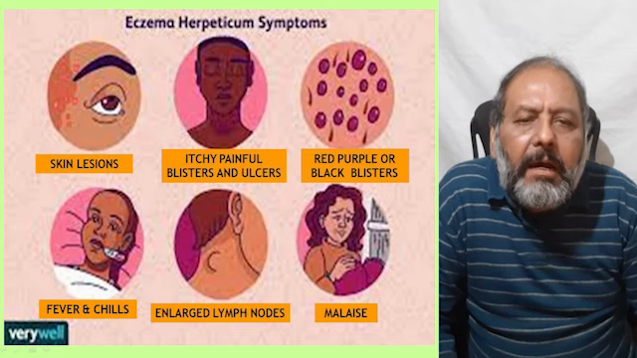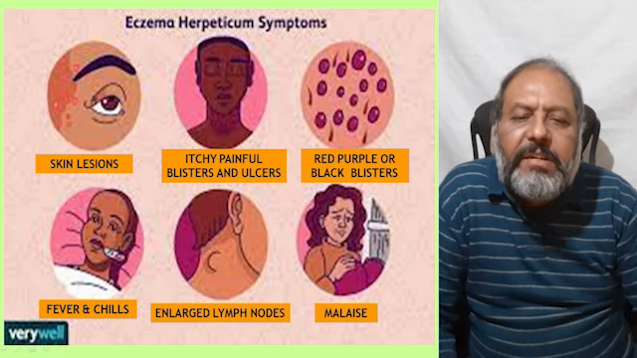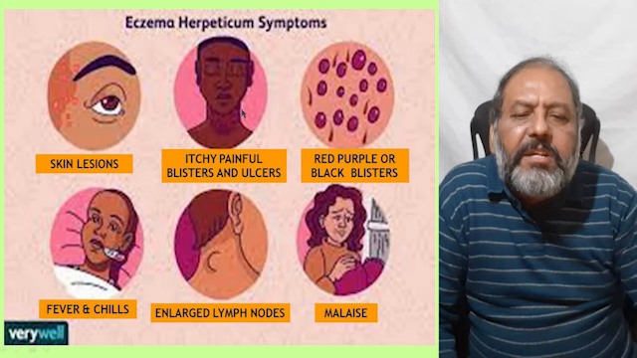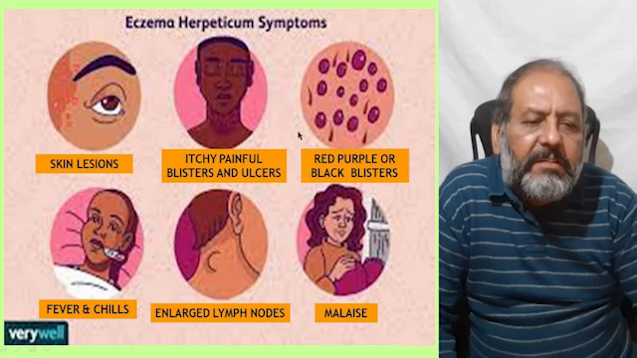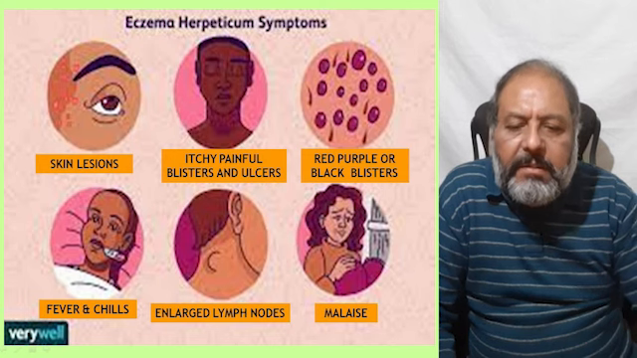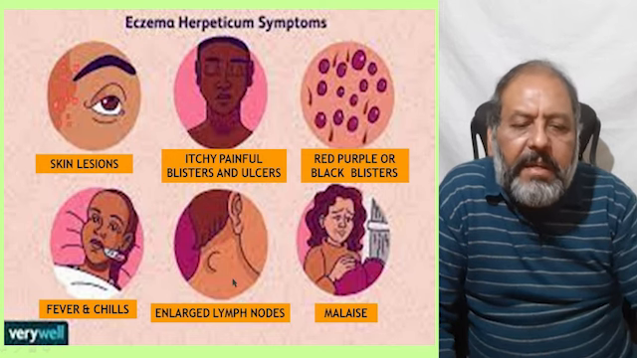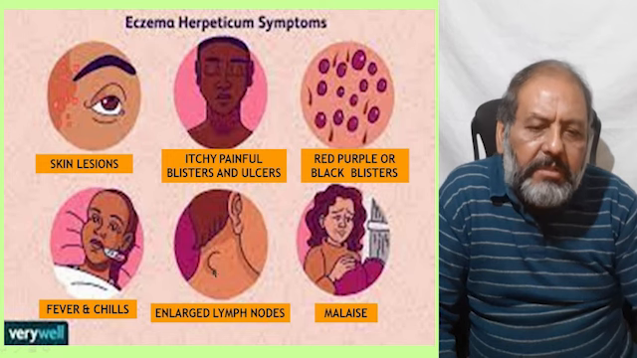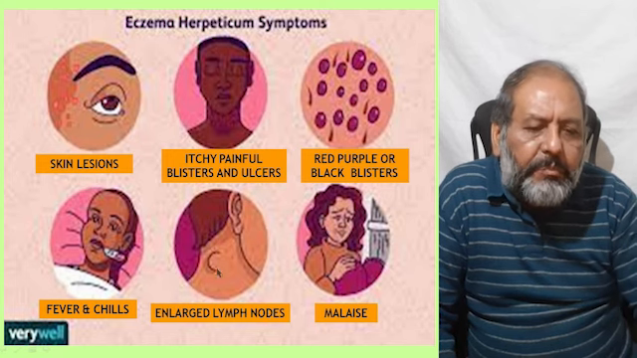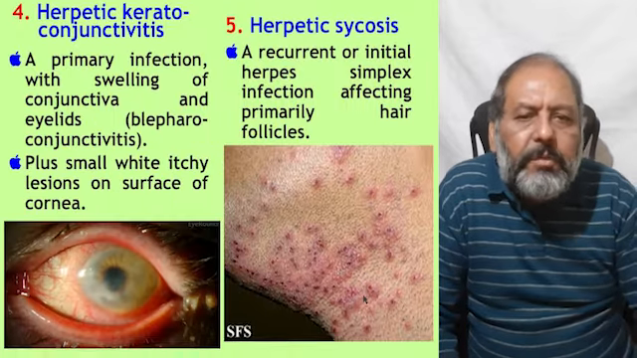Now, eczema herpeticum symptoms are skin lesions, itchy painful blisters and ulcers, there could be red, purple or black blisters, and the patient has fever and chills. There are enlarged lymph nodes, cervical and other groups, and there is malaise, the person is not fit.